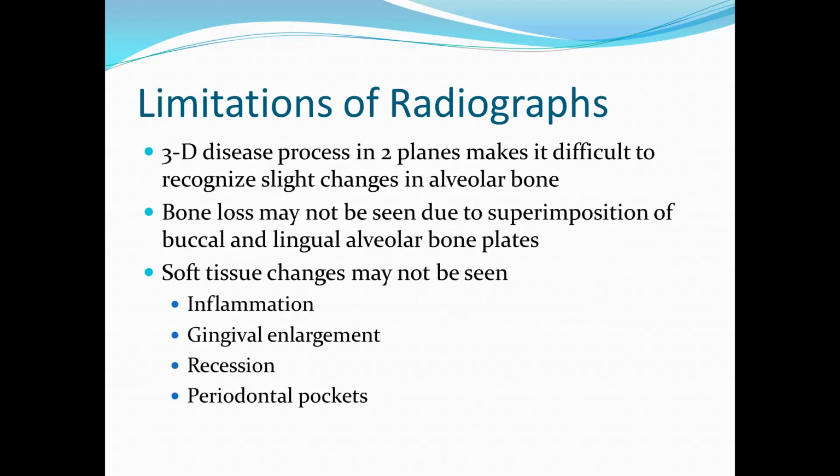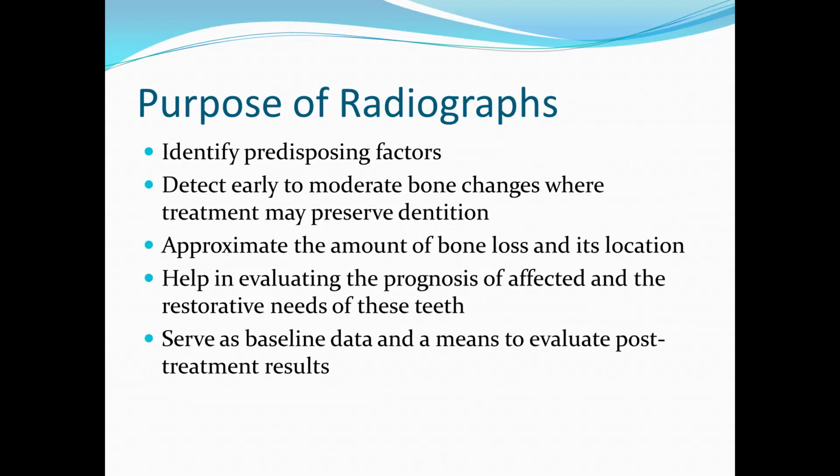Some of the limitations are, this is a three-dimensional process, and we're looking at two planes. We can't see all around the tooth with traditional radiographs. So bone loss might not be seen because of some superimposition of the buccal and lingual bony plates. Soft tissue changes aren't seen. We can't see inflammation. We can't see gingival enlargement. We can't see recession. And so oftentimes we can't see the pockets. We don't know where the gum tissue is in relation to the bone.